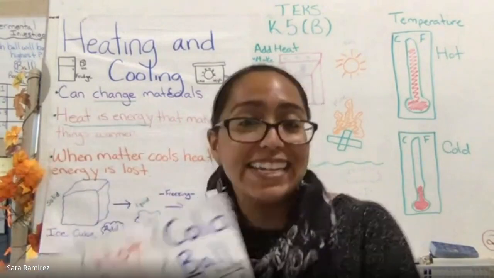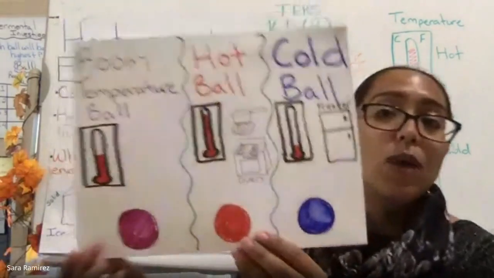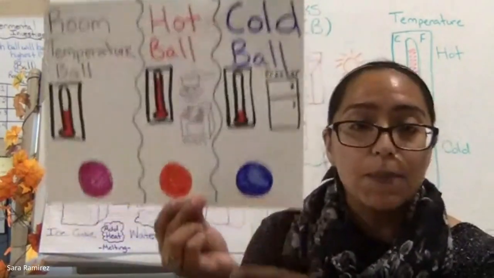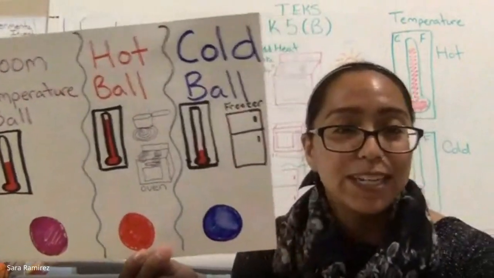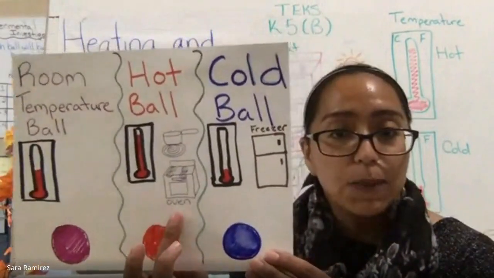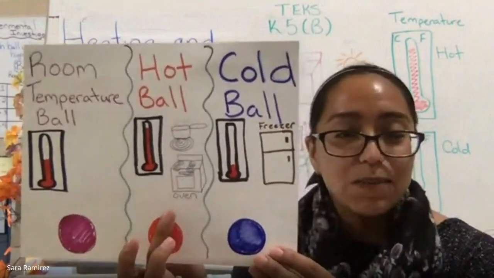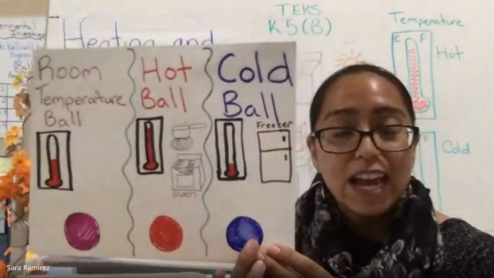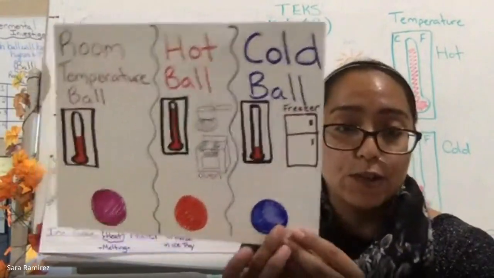We have heated up 3 balls. One bouncy ball I left at room temperature. One bouncy ball I put on a hot plate, and a hot plate is kind of like a little mini stove top. I put water on a hot plate, I got it really hot and to boiling, and then I put my bouncy ball in that hot water. And then I have a cold bouncy ball that I stuck in the freezer overnight.